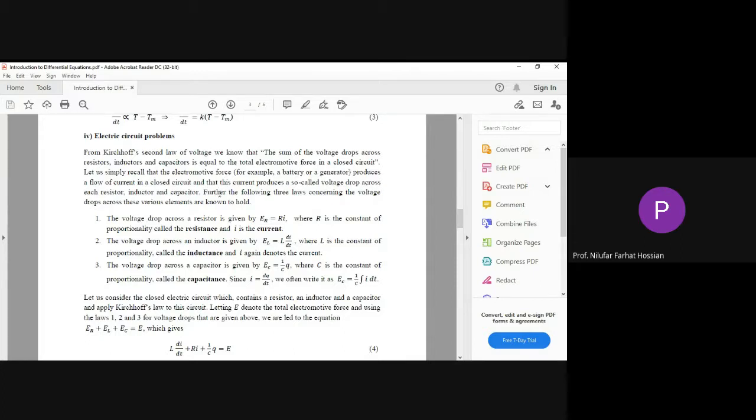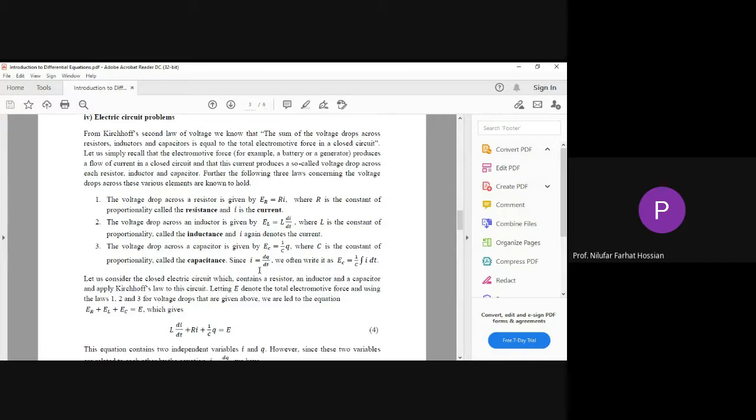Further, the following three laws concerning the voltage drops across these various elements are known to hold. These theories are coming from the electricity theory in physics. The voltage drop across a resistor is given by ER equal to R into I. This capital R is a constant which is known as resistance. This small i gives you the current, and this ER is the voltage drop across a resistor.